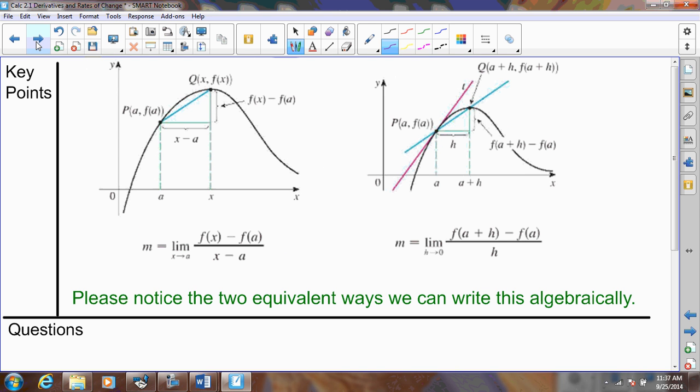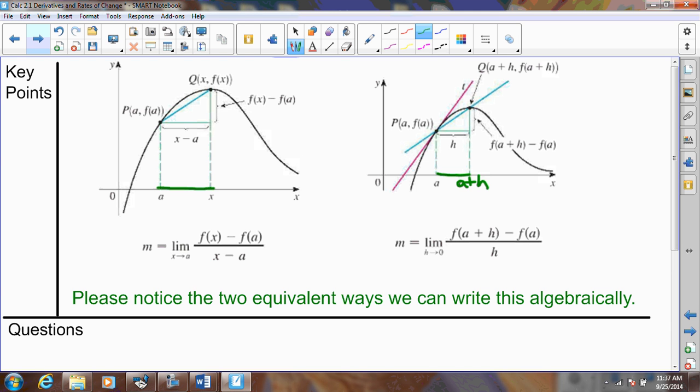An alternative way that this is frequently characterized, instead of saying take A and drag it closer to X, we would use, instead of X, we would call A plus H. You see that it's still the same idea? We have this distance, and we have a distance. It's just different ways of characterizing the distance. But the idea is still the same. Shrink the horizontal distance to change it from a secant line, and limit on to become a tangent line.